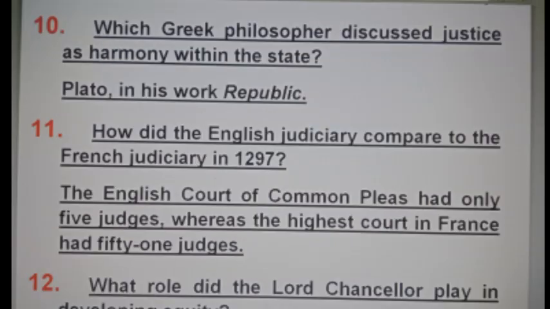Which Greek philosopher discussed justice as harmony within the state? Plato in his work The Republic. How did the English judiciary compare to the French judiciary in 1297? The English Court of Common Pleas had only 5 judges, whereas the highest court in France had 51 judges.